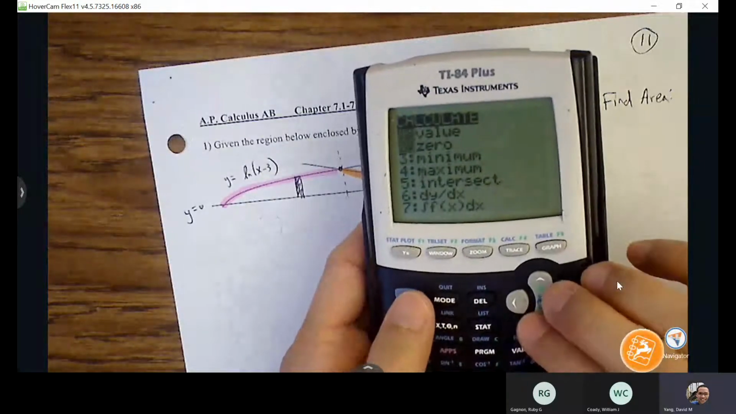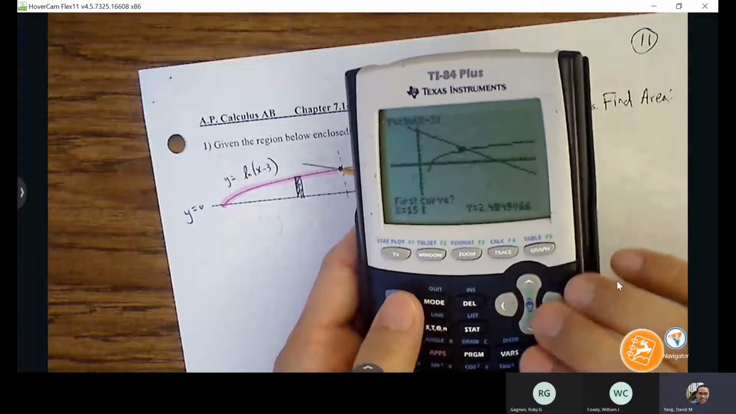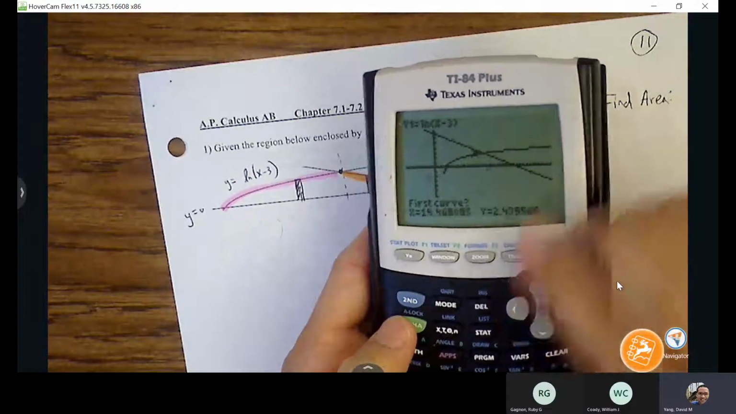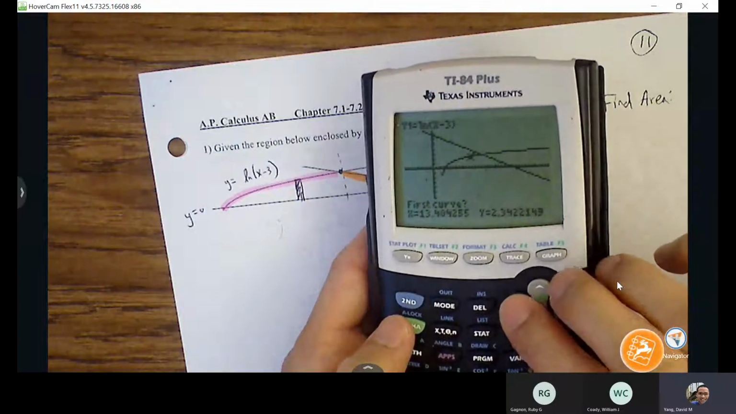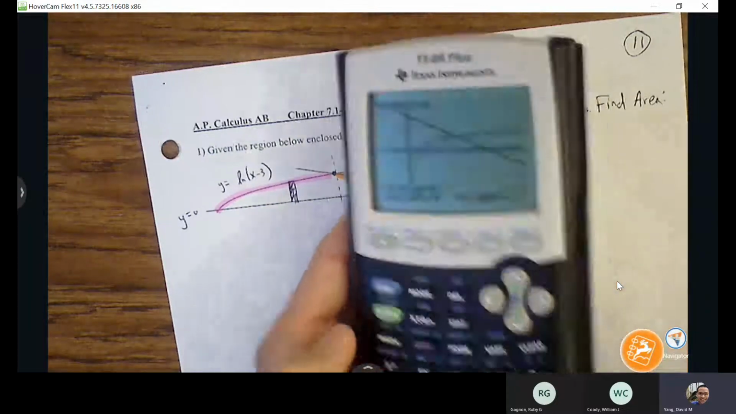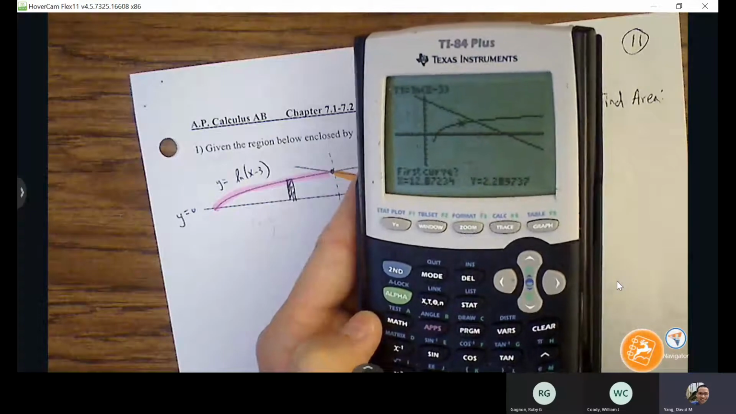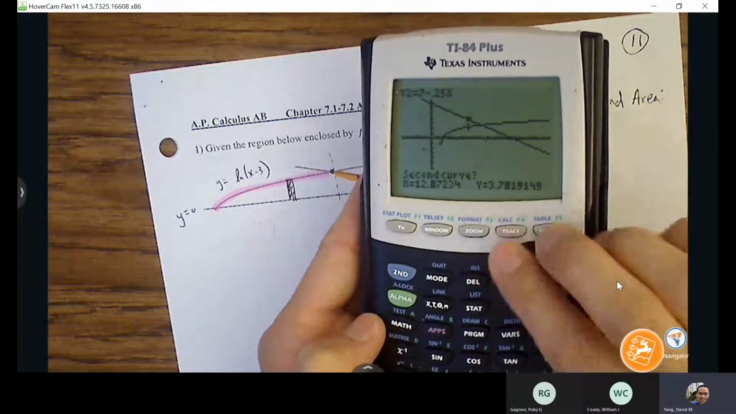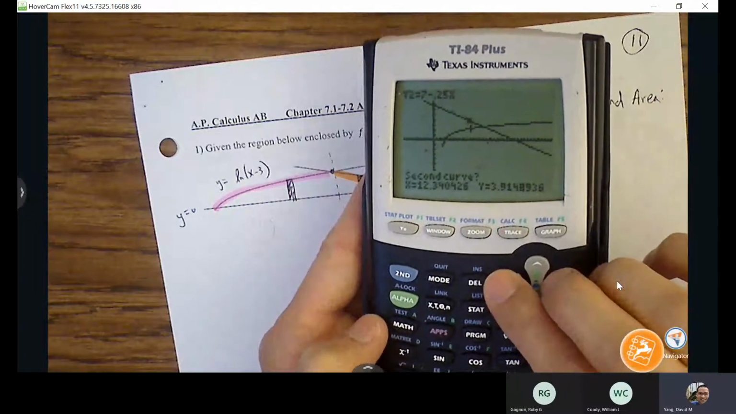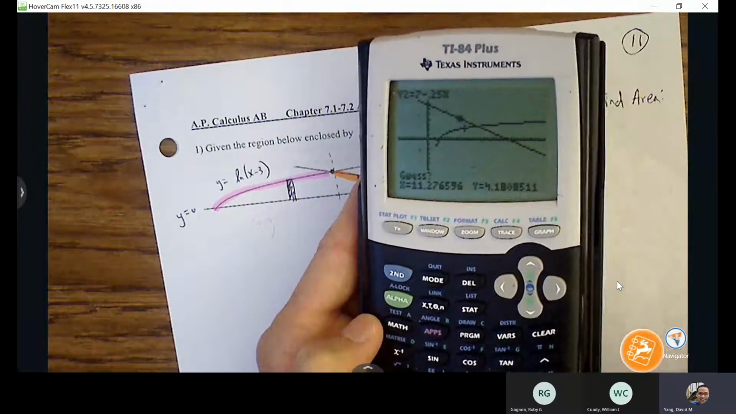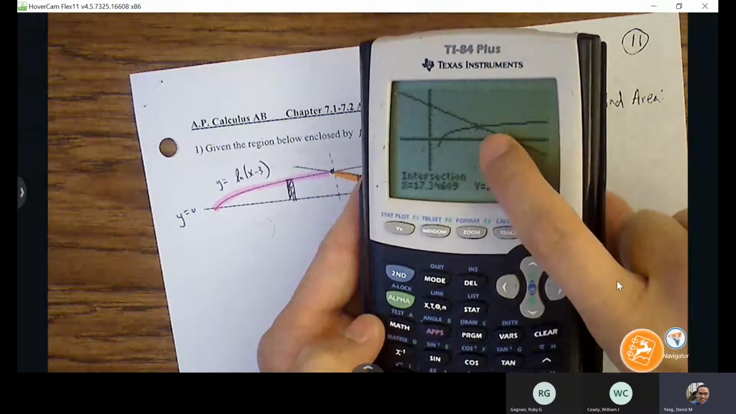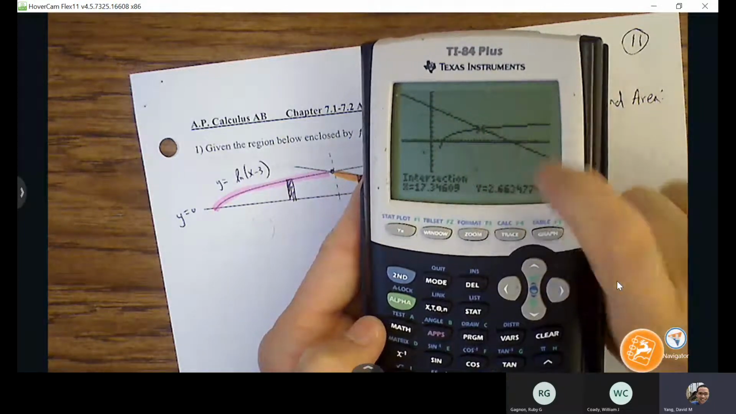So if you do second trace intersect, I'm looking for the intersection between the curve and the line. Choose a point close to the intersection. Don't choose directly on it. Close to it, hit enter. Now the cursor should be blinking on the other graph. Choose a point close to that intersection, hit enter a 3rd time, and that'll get you that intersection, 17.346.